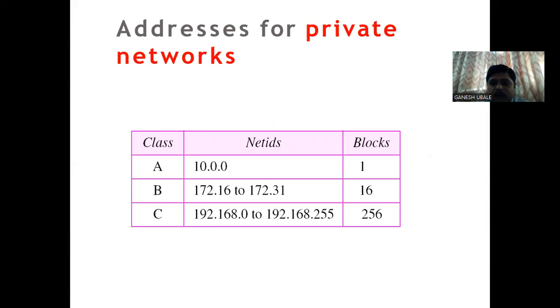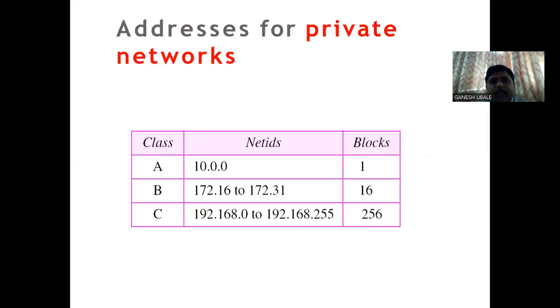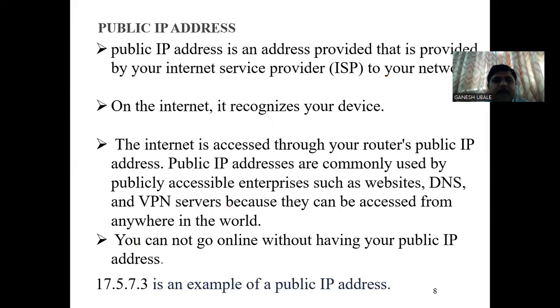So this same IP from the last slide, you can see class A having this IP, class B ranging from 172.16 to 31, which means we can create 16 blocks in the class B IP, and class C IP has 256 blocks.